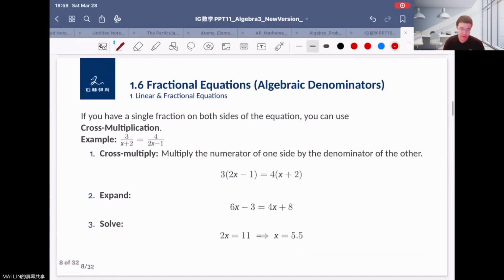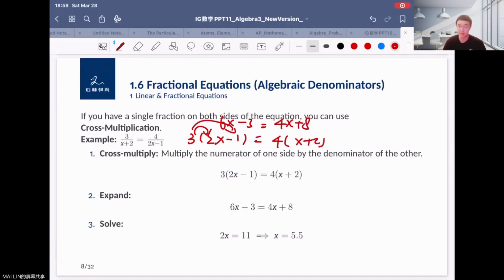What about fractional equations when the algebraic form is in the denominator of the fraction? Also, you can multiply each side by x plus 2 and 2x minus 1. So it's 3 times (2x minus 1) equals 4 times (x plus 2). First, expand the equation: 3 times 2x equals 6x, and 3 times -1 equals -3, and that equals 4x plus 8.